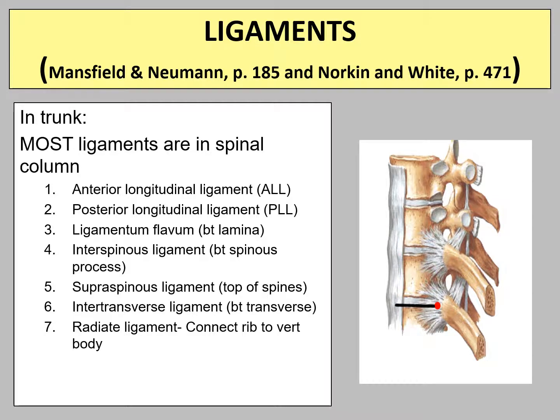Please review your ligaments as listed in Mansfield and Newman and your Norkin and White textbooks. As when we discuss the cervical spine, we have a lot of ligaments in the spinal area to provide stability, especially with all of the moving joints, for protection of the spinal cord and the spinal nerves.